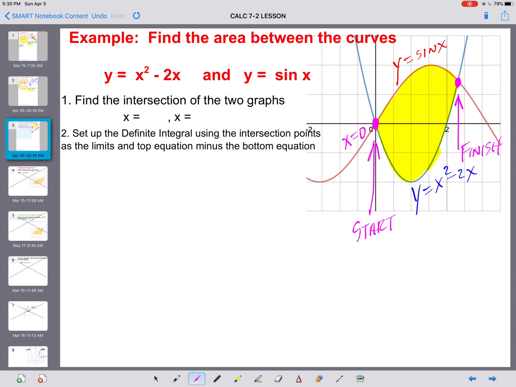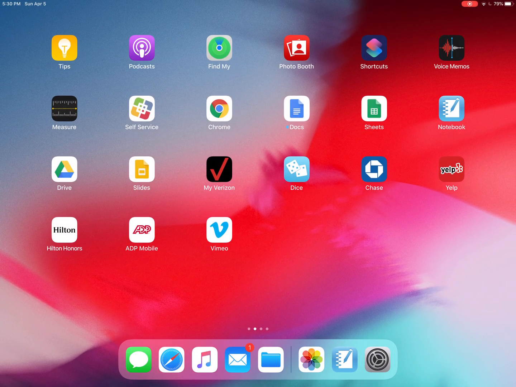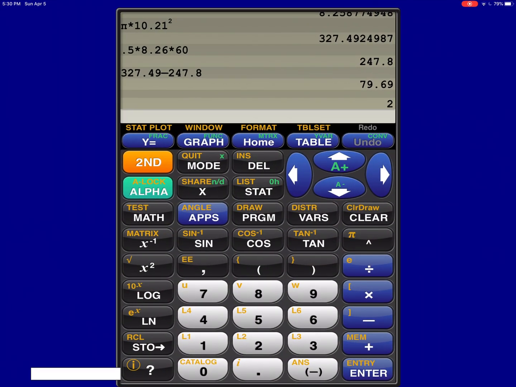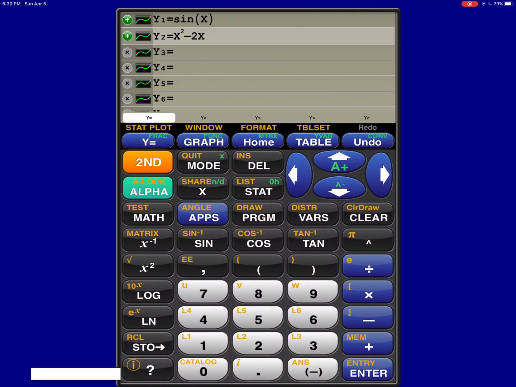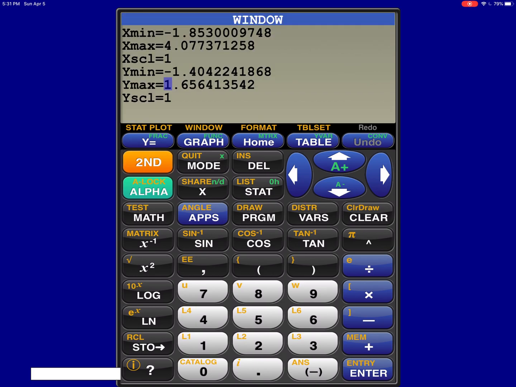Let's go on mine here. X squared minus 2x. Okay, here we go. Let's go up here. Yep, there they are. There's the two graphs. Let's go to a window here, and let's go here. I think I had something like -2 to 2, actually to 4, and let's go here on the y values. Let's go -2 to 2. Okay, let's go to graph, and there it is.